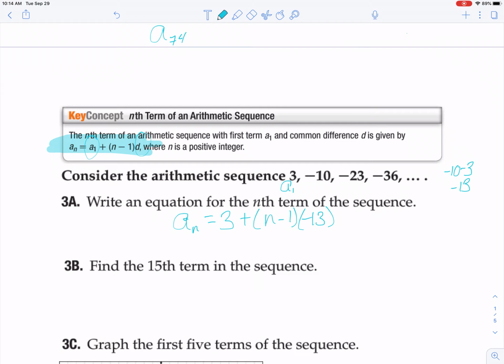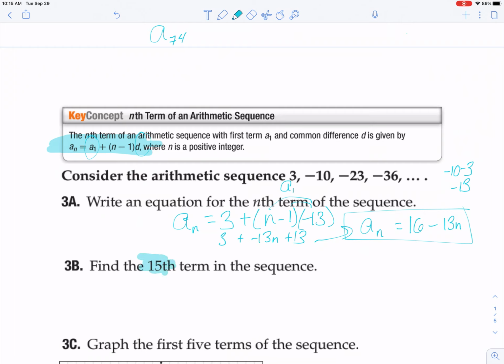It's going to be the exact same steps every single time because it's always going to be set up the same. First distribute. So 3 plus negative 13n plus 13. Then combine like terms. I'm going to pull this to the side here. That's going to be A sub n equals 16 minus 13n. Exact same every time. Distribute, combine like terms, circle your answer. Notice I didn't do anything with this A sub n. It stays.